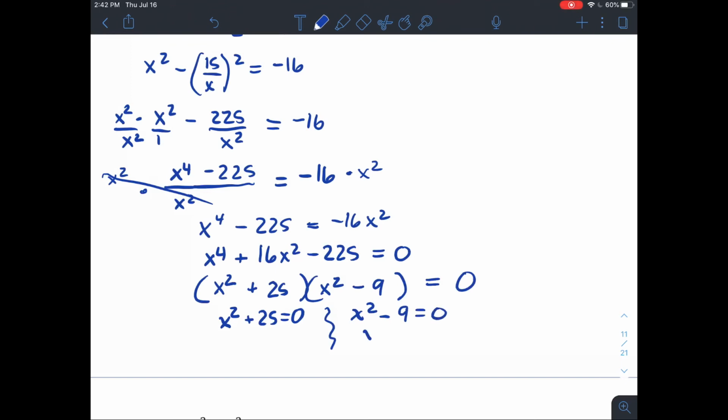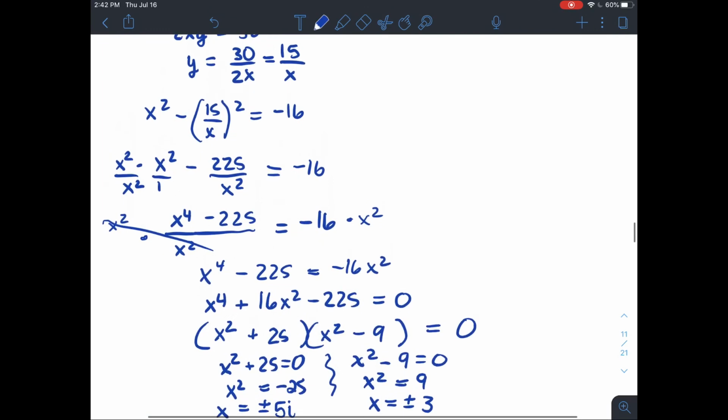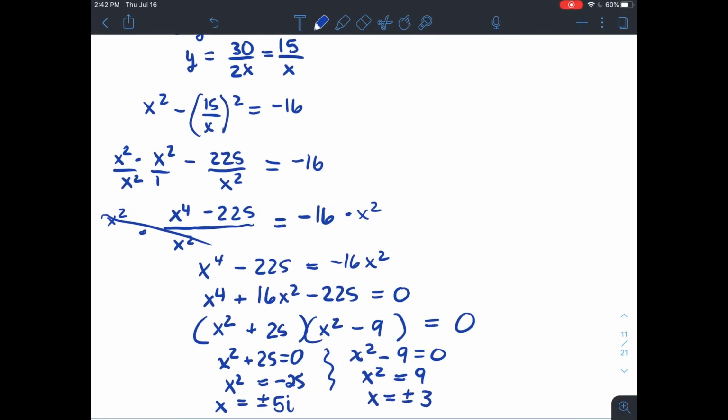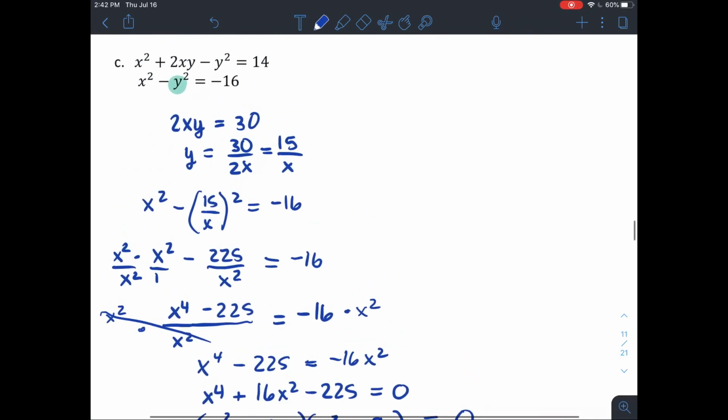And then if you set each of your factors equal to 0, you end up adding 9, taking the square root. Don't forget that gives you positive and -3. And on my other factor, I end up with positive and -5i. So this is one where if you solved it by graphing, you would be missing some solutions. I do need to plug all 4 of those back in.